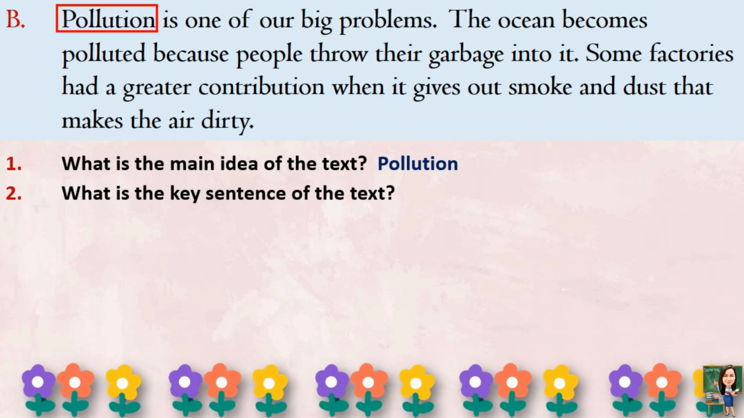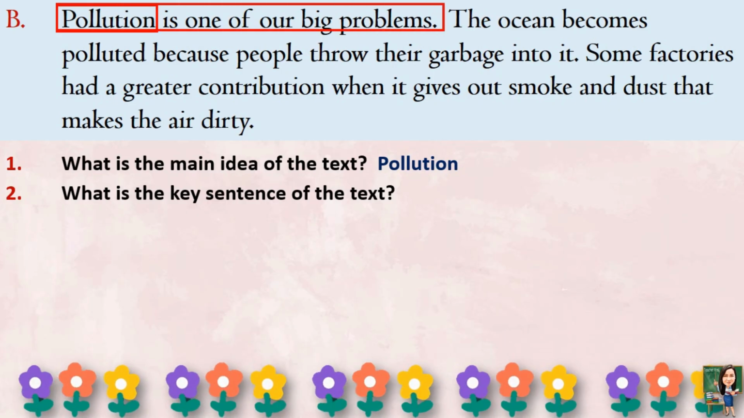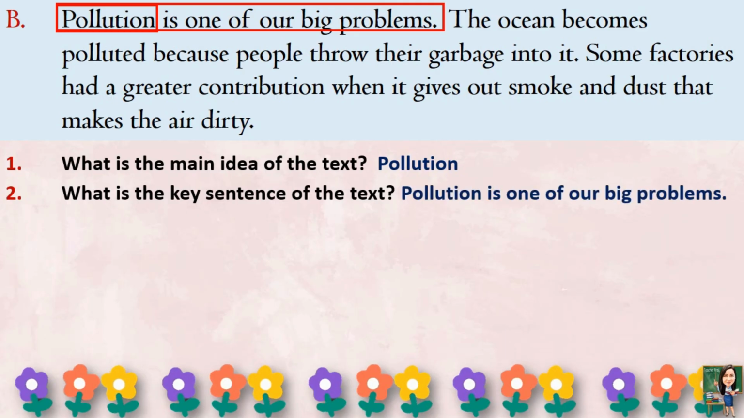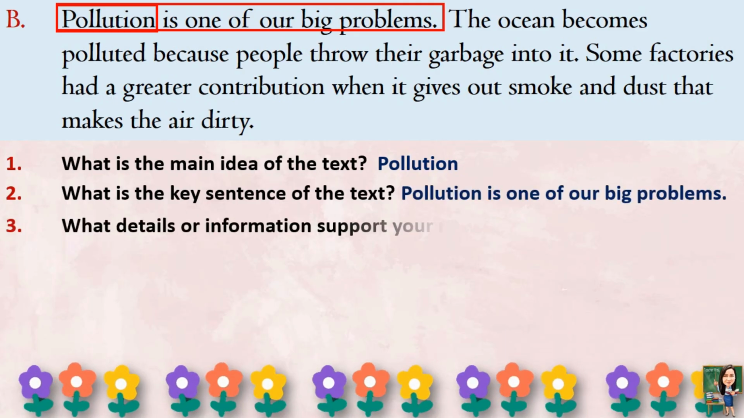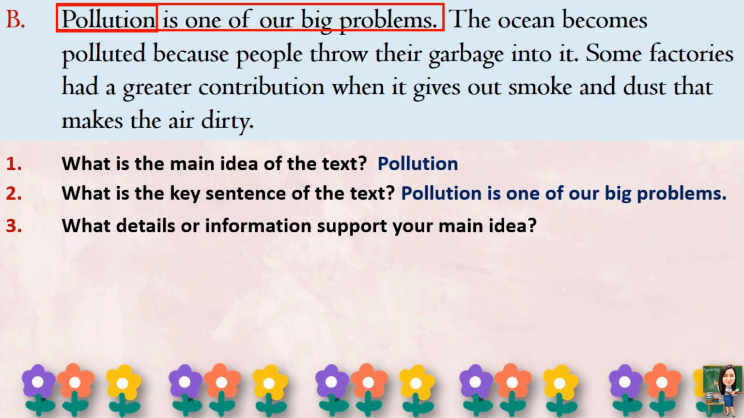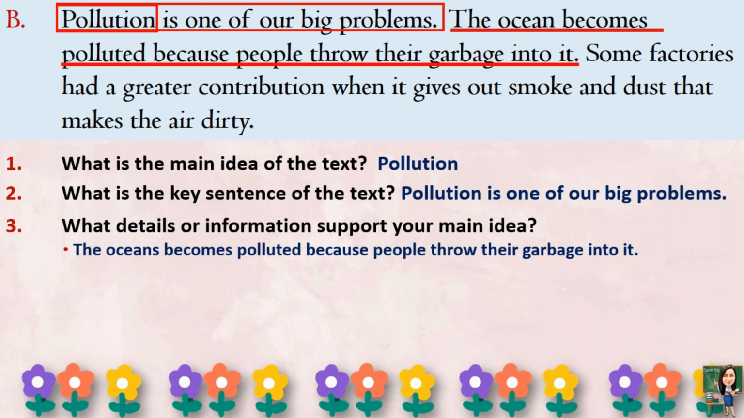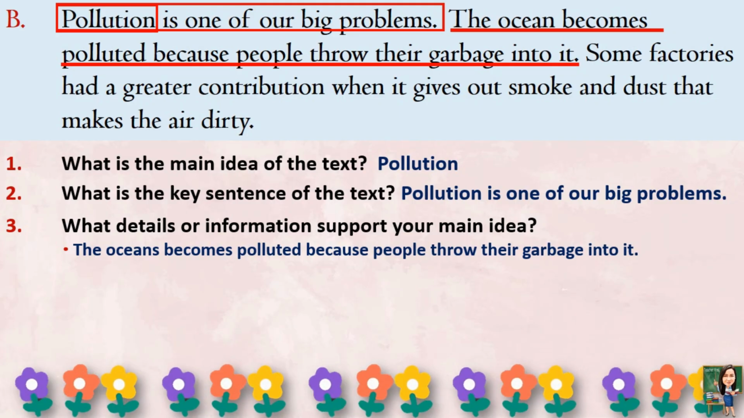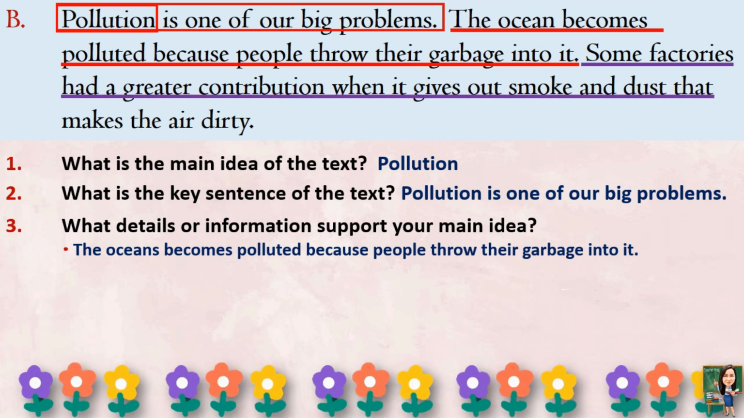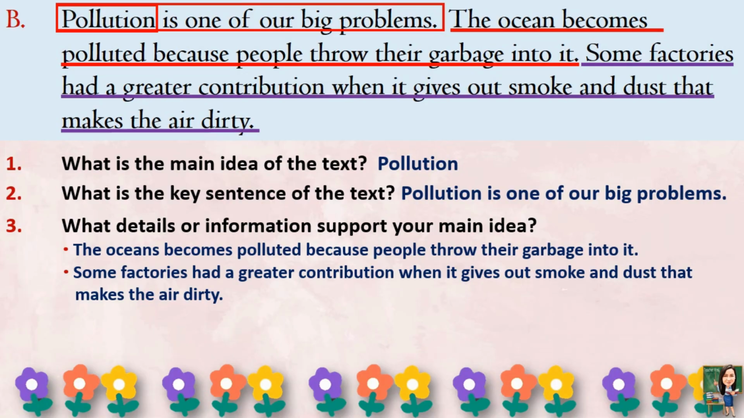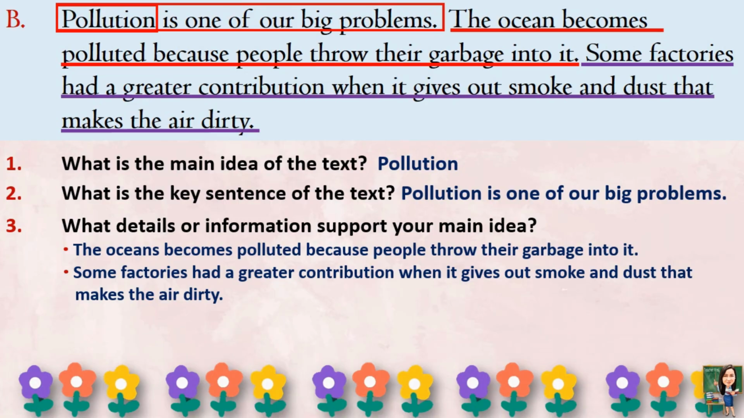Number 2, what is the key sentence of the text? Very good. The key sentence of the text is at the beginning of this passage. This. Pollution is one of our big problems. Number 3, what details or information support your main idea? The first detail is, the ocean becomes polluted because people throw their garbage into it. The second supporting detail is this. Some factories have a greater contribution when they give out smoke and dust that make the air dirty.